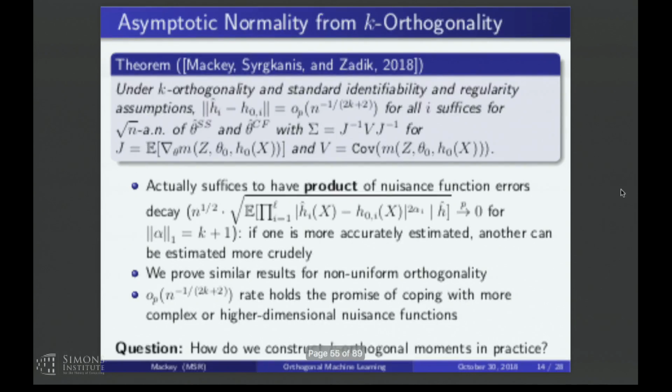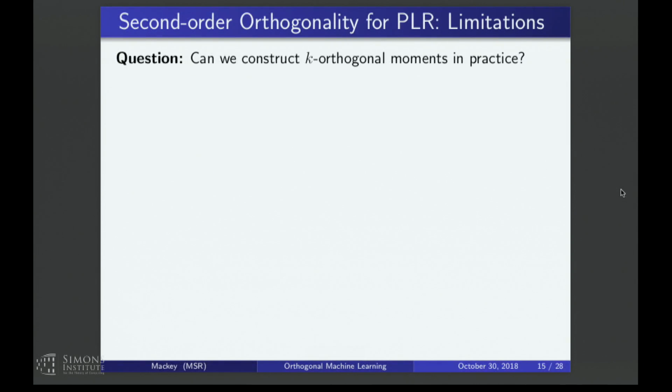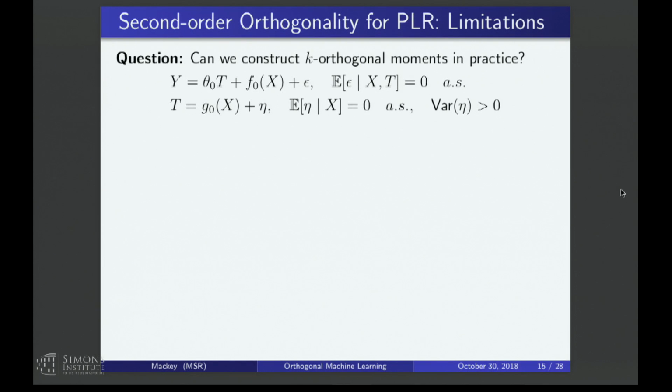So how do we construct K orthogonal moments in practice? That's what we'll turn to next. Or actually, here's a more basic question. Can we construct K orthogonal moments in practice? And I'll just remind you, this is our partially linear regression model again. So we're going to focus in on this model and try to characterize K orthogonality in this setting, or at least 2 orthogonality in this setting. And it turns out that the answer is sometimes.